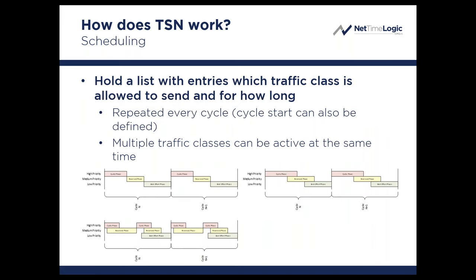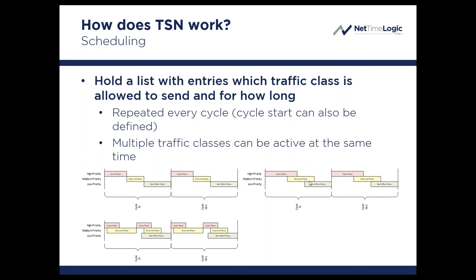Of course, this can change the order of frames. So how do they do it? They have a list of entries which say when which priority class is allowed to send and for how long. What we see in that diagram is three different kinds of schedules. The simplest one is the first one up here, which is exclusive traffic. Each traffic class has its own time slot when it's allowed to send, and that's it.